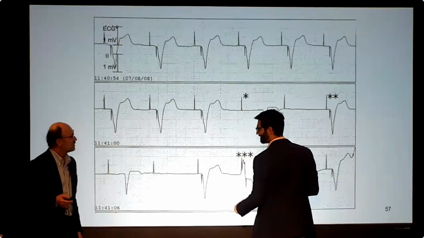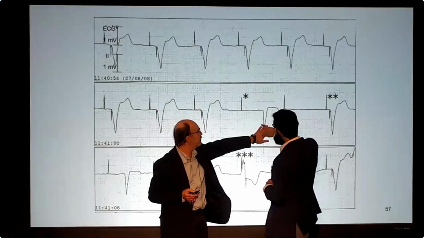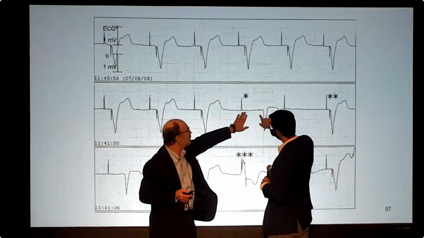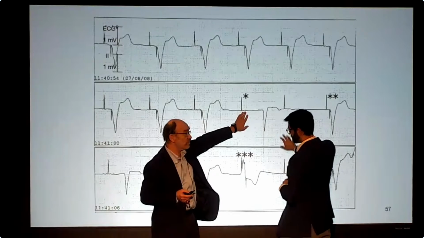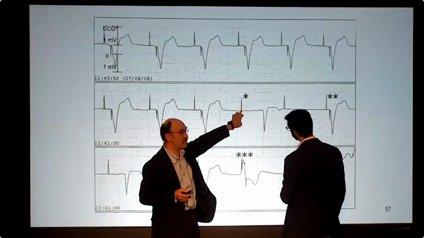So let me ask you a quick question. Where do you think this QRS comes from? I wonder if this is just slow conduction down here, or if this could be some sort of escape beat. So if it's slow conduction, then what can you say about the atrial pacing spike?